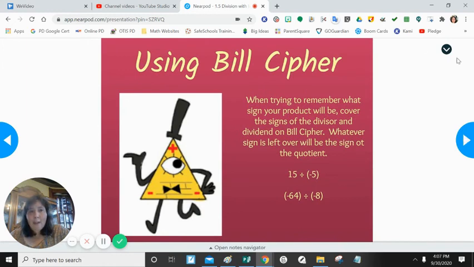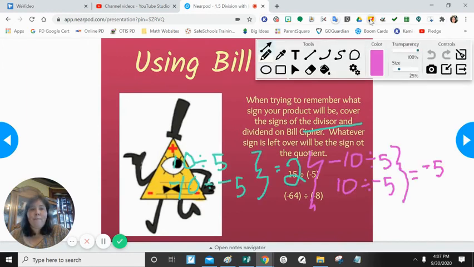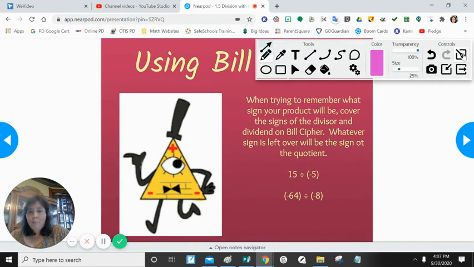So here's Bill Cipher again. I like to use him for division just as much as for multiplication. So we're looking at our two expressions. And we're going to cover the signs up on Bill Cipher based on our divisor and our dividend. So if our dividend is positive and our divisor is negative, we cover those signs up, and whatever is left over is the answer for the sign of our quotient. If both our divisor and dividend are negative, then our answer, our quotient, will be positive.